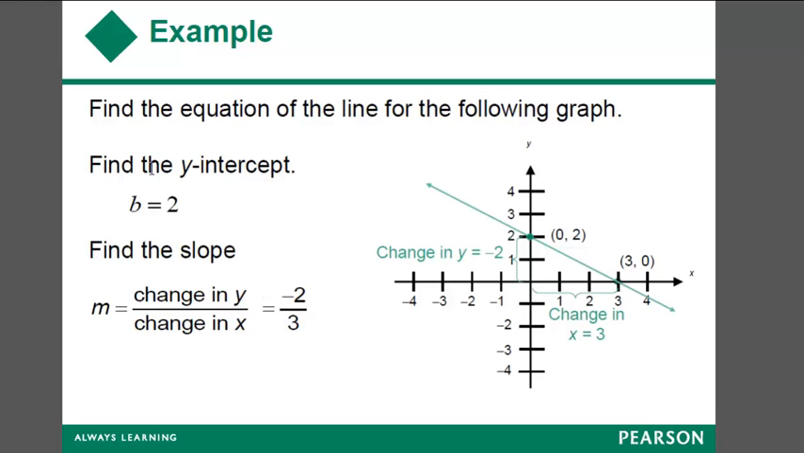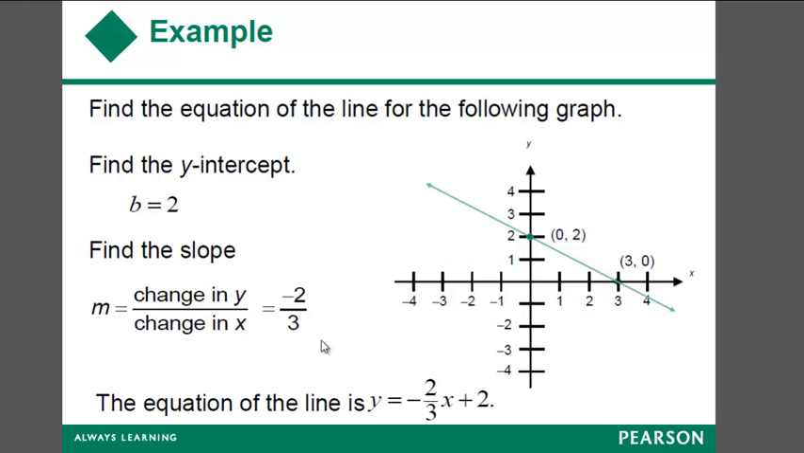So the equation of my line, now that I have the y-intercept and my slope, will be y equals -2/3 x plus 2. So you've seen 3 different ways using slope-intercept form to find the equation of a line. One, we were given the slope and a point. The second way, we were given 2 points and we had to find the slope and the intercept. And then the third way, we were just given a graph and we had to find the intercept and also find the slope off of the graph.